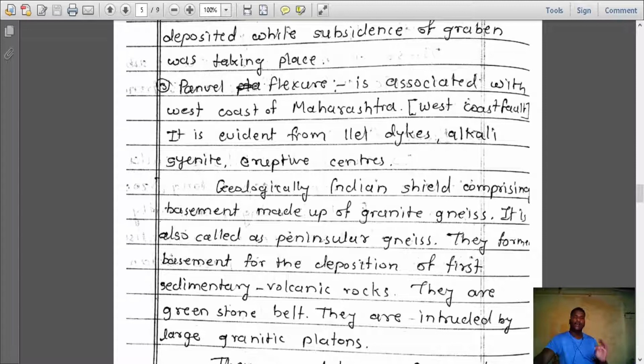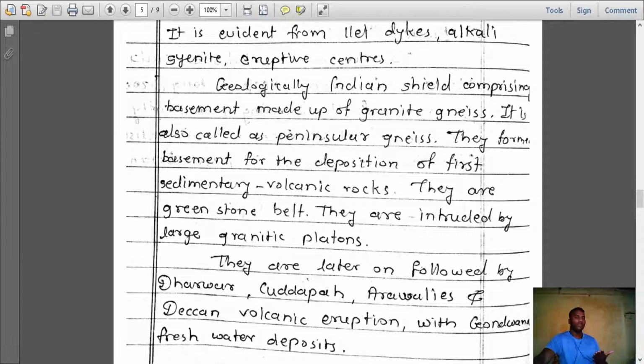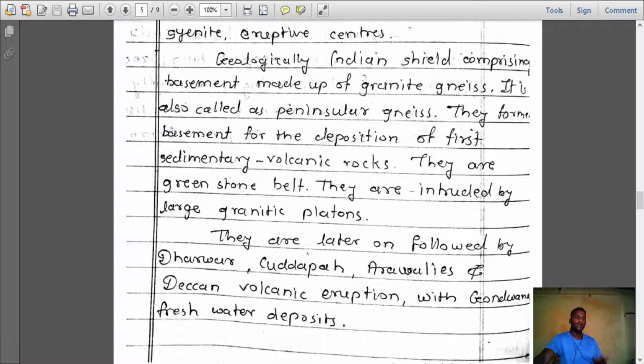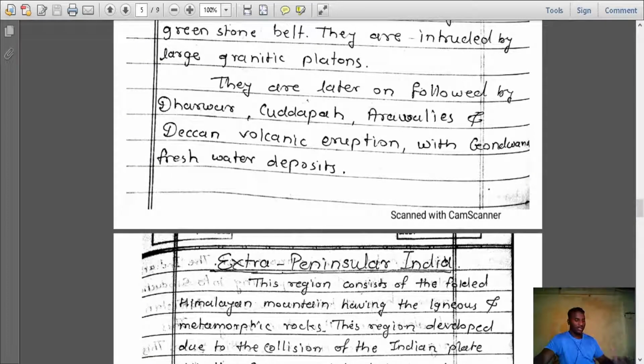Geologically, the Indian Shield comprises a basement made up of granite gneisses. It is also called peninsular gneiss. They form the basement for the deposition of the first sedimentary and volcanic rocks, the greenstone belts. They are intruded by large granitic plutons. They were later folded by Dharwar, Cuddapah, Aravalli and Deccan volcanic eruptions with Gondwana freshwater deposits. This is about peninsular India.